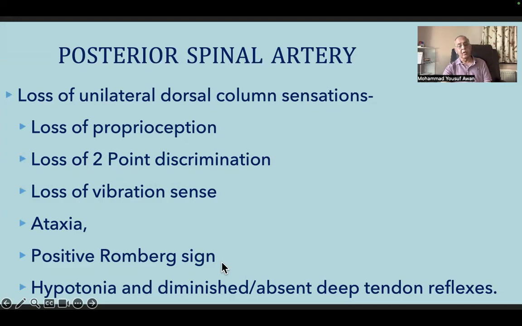So hypotonia, diminished and absent deep tendon reflexes, because of the effect on some of the corticospinal fibers, but mainly it's affecting the posterior 1/3 of the spinal cord on one side and will result in unilateral dorsal column signs, while the anterior spinal artery will result in bilateral signs, including both the motor as well as the sensory, but the sensory fibers affected will be confined to pain, temperature, and touch. And that was my last slide.